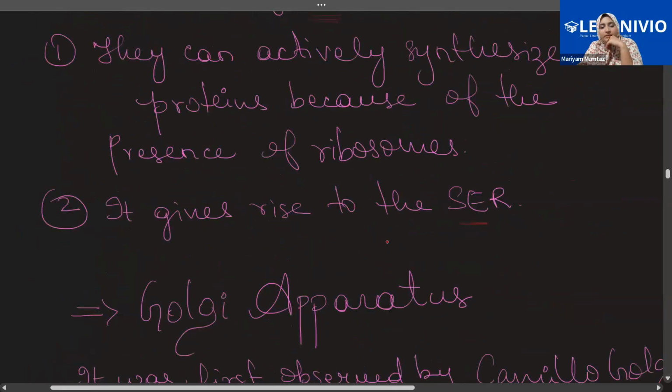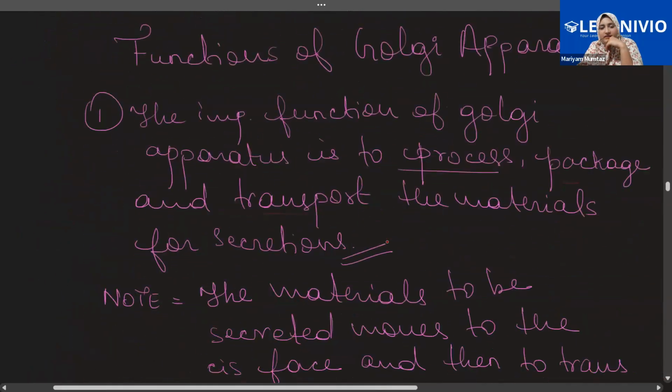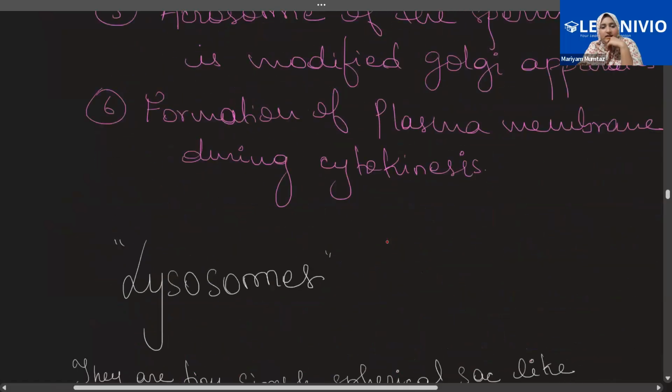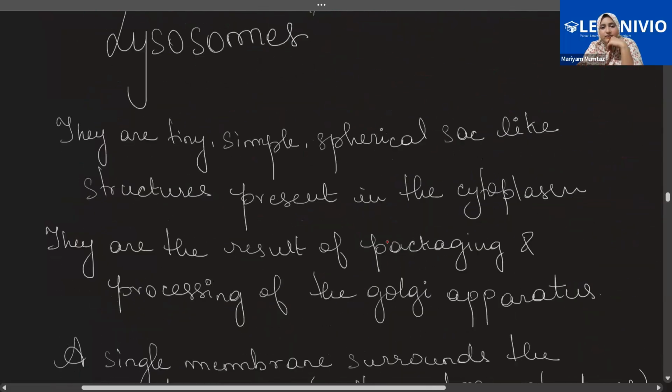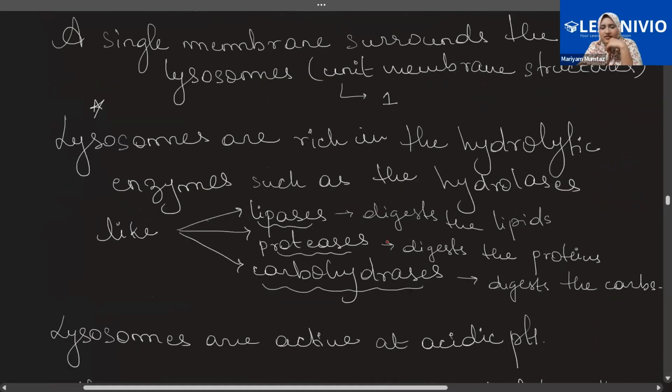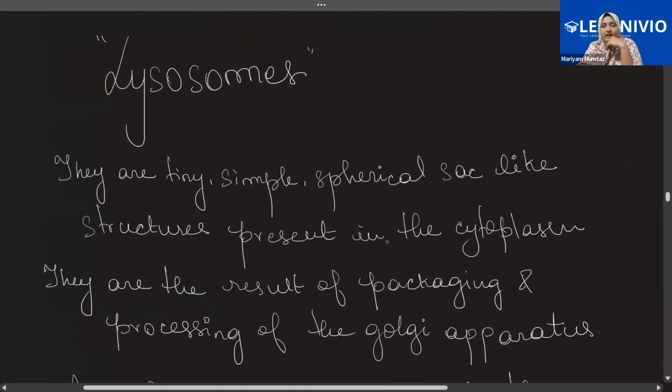Okay, so we had completed Golgi apparatus and rough endoplasmic reticulum, right? Yes, ma'am. Okay, so today we'll do one topic only, and the rest things you can write. So we'll do lysosomes today.